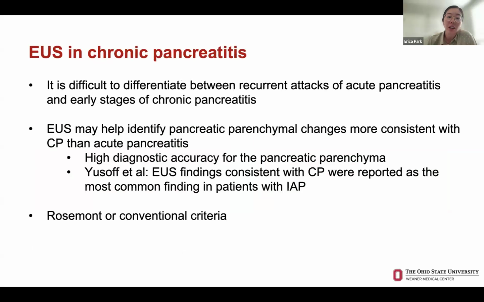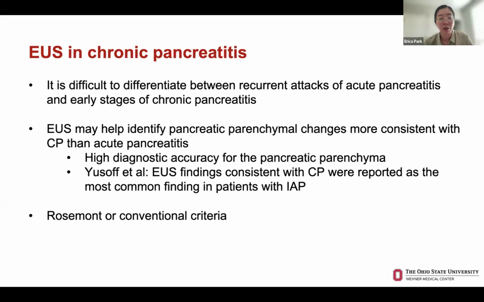So moving on to talk a little bit about EUS for the evaluation of chronic pancreatitis. I know this lecture topic is specifically titled for idiopathic acute pancreatitis, but I think it is important to note that it's often very difficult to differentiate between recurrent acute pancreatitis and early stages of chronic pancreatitis. One thing that EUS is very good at is identifying pancreatic parenchymal changes of chronic pancreatitis, and it can be very reliable. We have Rosemont or conventional criteria that might help us identify patients with chronic pancreatitis early.